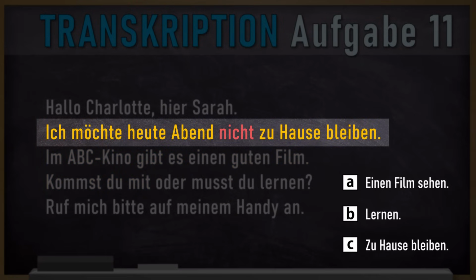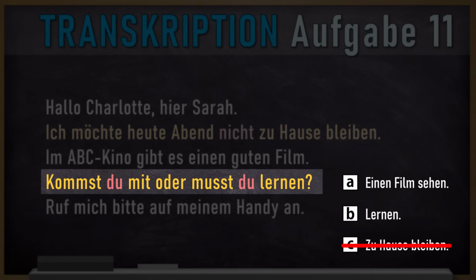Ich möchte heute Abend nicht zu Hause bleiben. This means she does not want to stay at home tonight. Antwort C, falsch. Kommst du mit oder musst du lernen? Sarah is asking her friend if she wants to go with her or if she has to learn. So, Antwort B, auch falsch. Which leaves us with only one choice, and that's A.